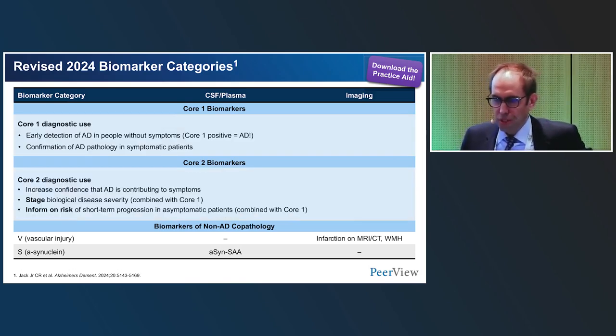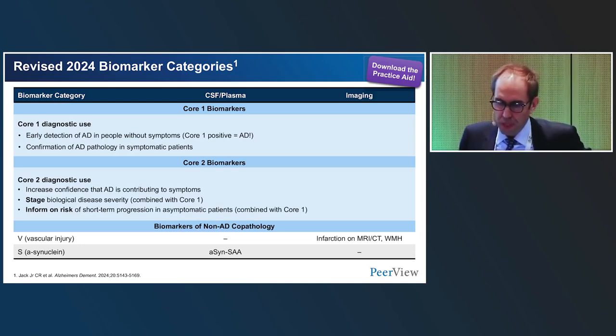So what would core 1 tell us? Or help us? It would be helpful for early detection of Alzheimer's disease in people without symptoms. And this is very important according to this new classification. Any person having any core 1 positive biomarker would be considered to suffer from Alzheimer's disease. So with only an amyloid marker being positive, you'd be considered to be suffering from Alzheimer's disease. And also it would be helpful, according to these guidelines, for confirmation of Alzheimer's disease pathology and symptomatic symptoms.